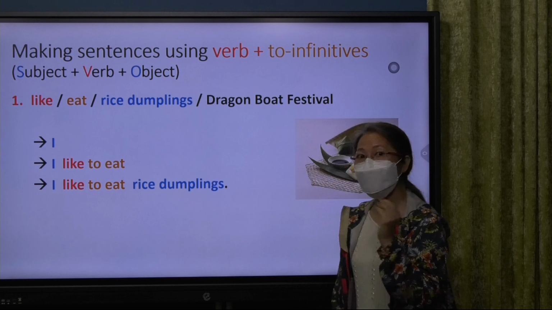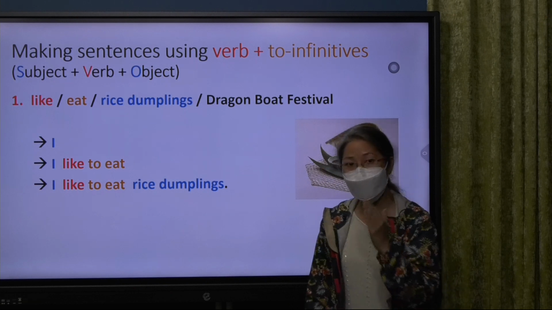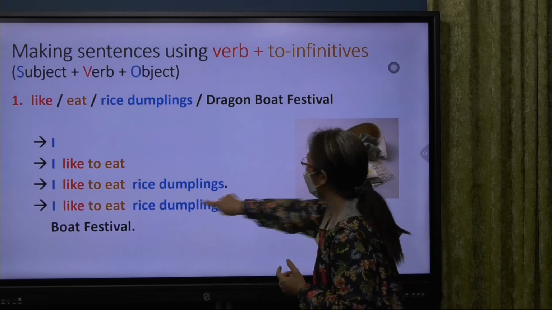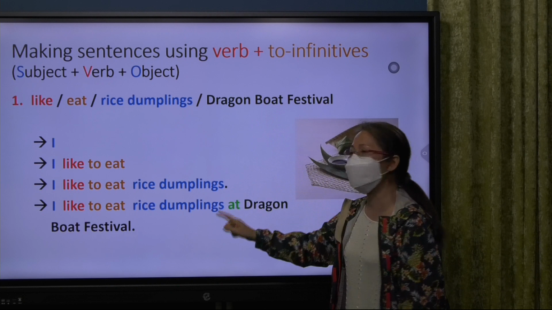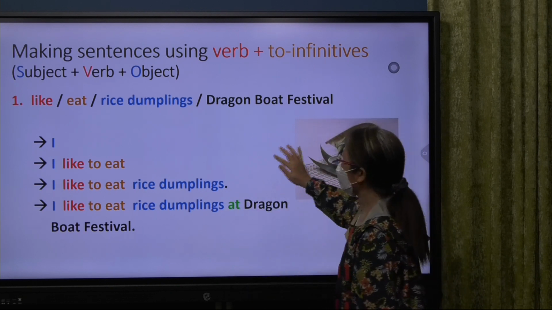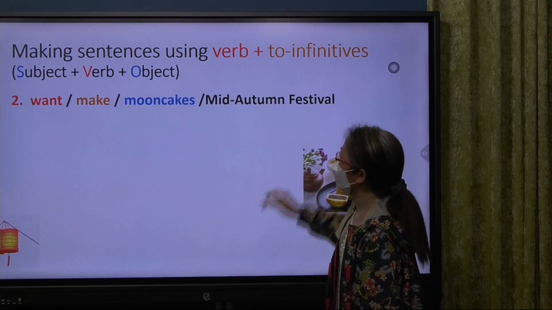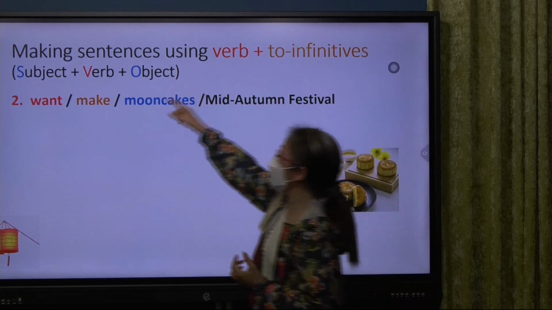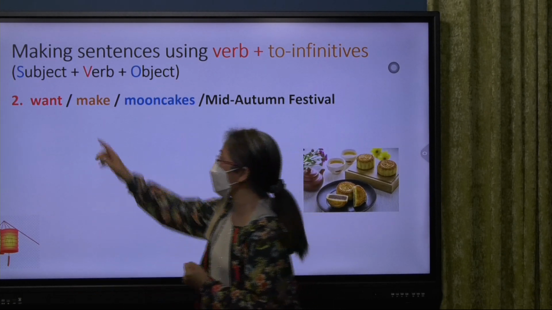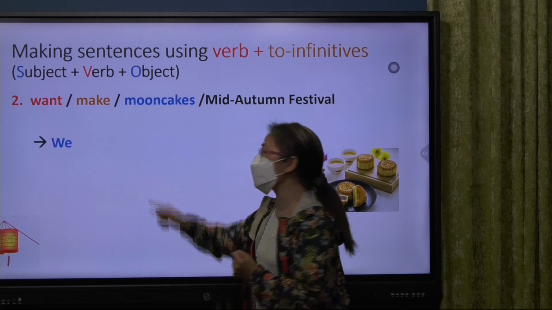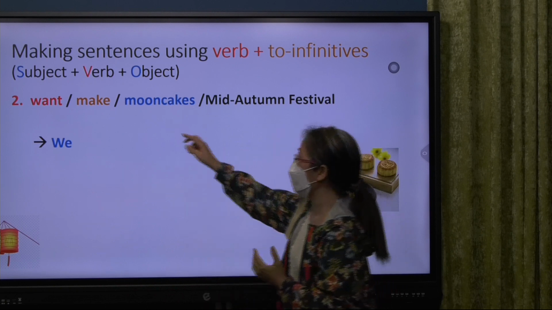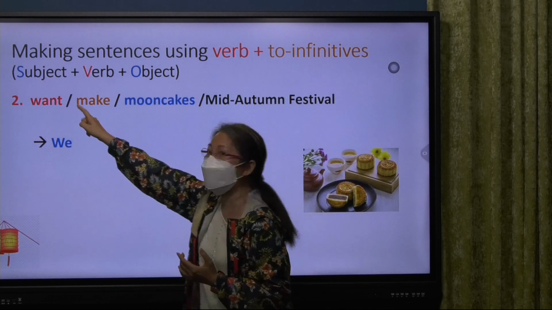But if you want to add more details, you can tell the others when you eat the food. So when? At Dragon Boat Festival. Okay, or at the Dragon Boat Festival. Okay. And then number 2. This one, Sam. We start a sentence with a subject. So decide which subject you like. For example, I use we here. You can use another one. And then the verb here.